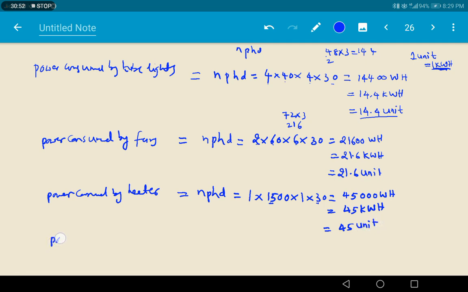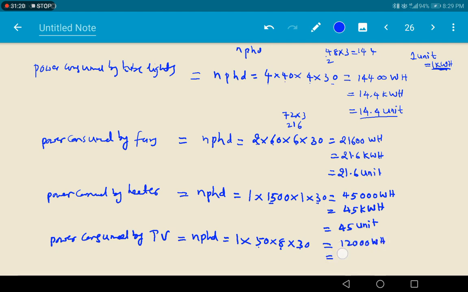Next, power consumed by TV. So NPHD again. So one TV set, 4 watts, 8 hours, 30 days. So 4 8s are 32, 32 into 3 is 96, 120. So 12,000 watt hours. So 12 units directly we can get.